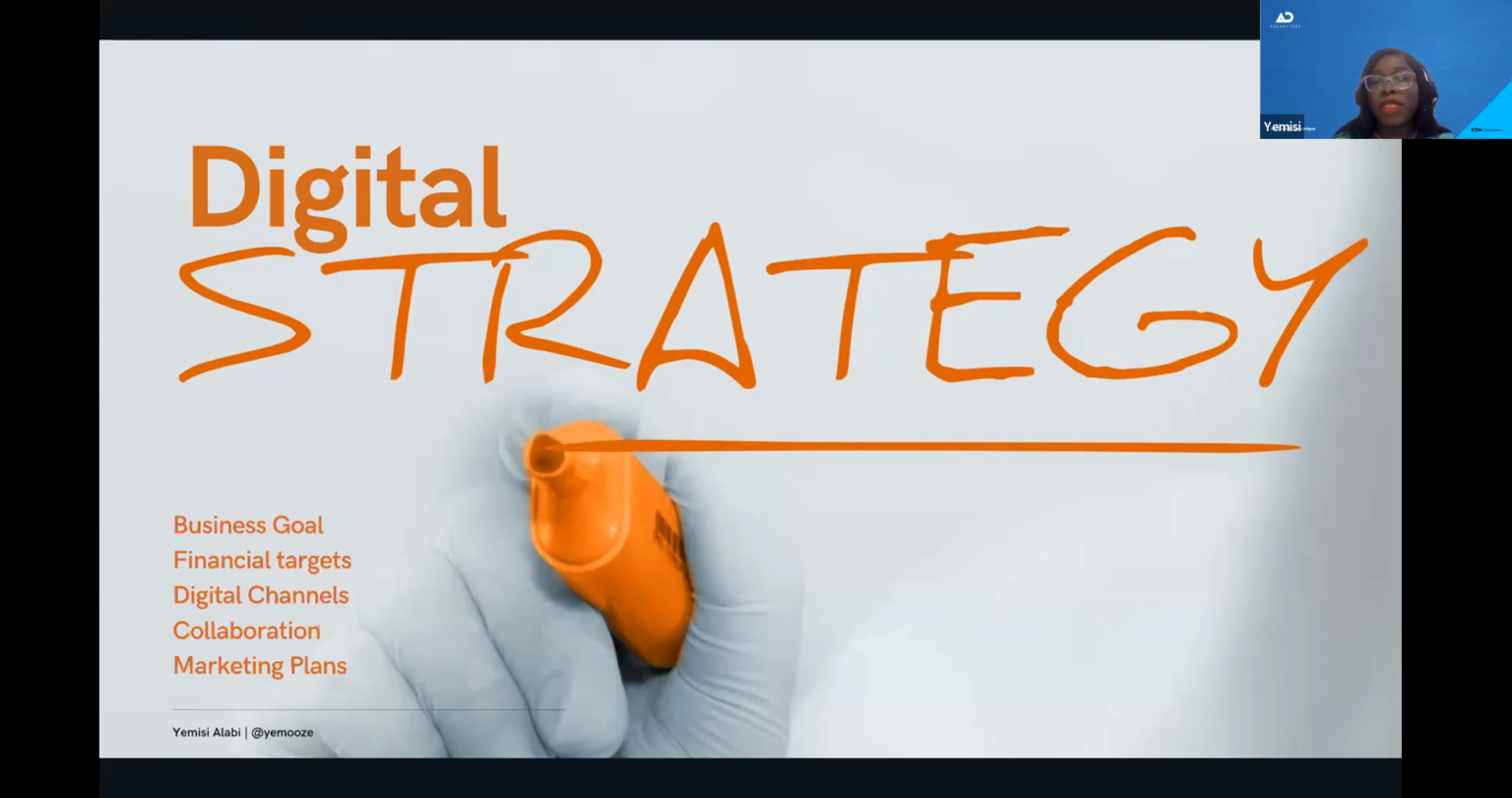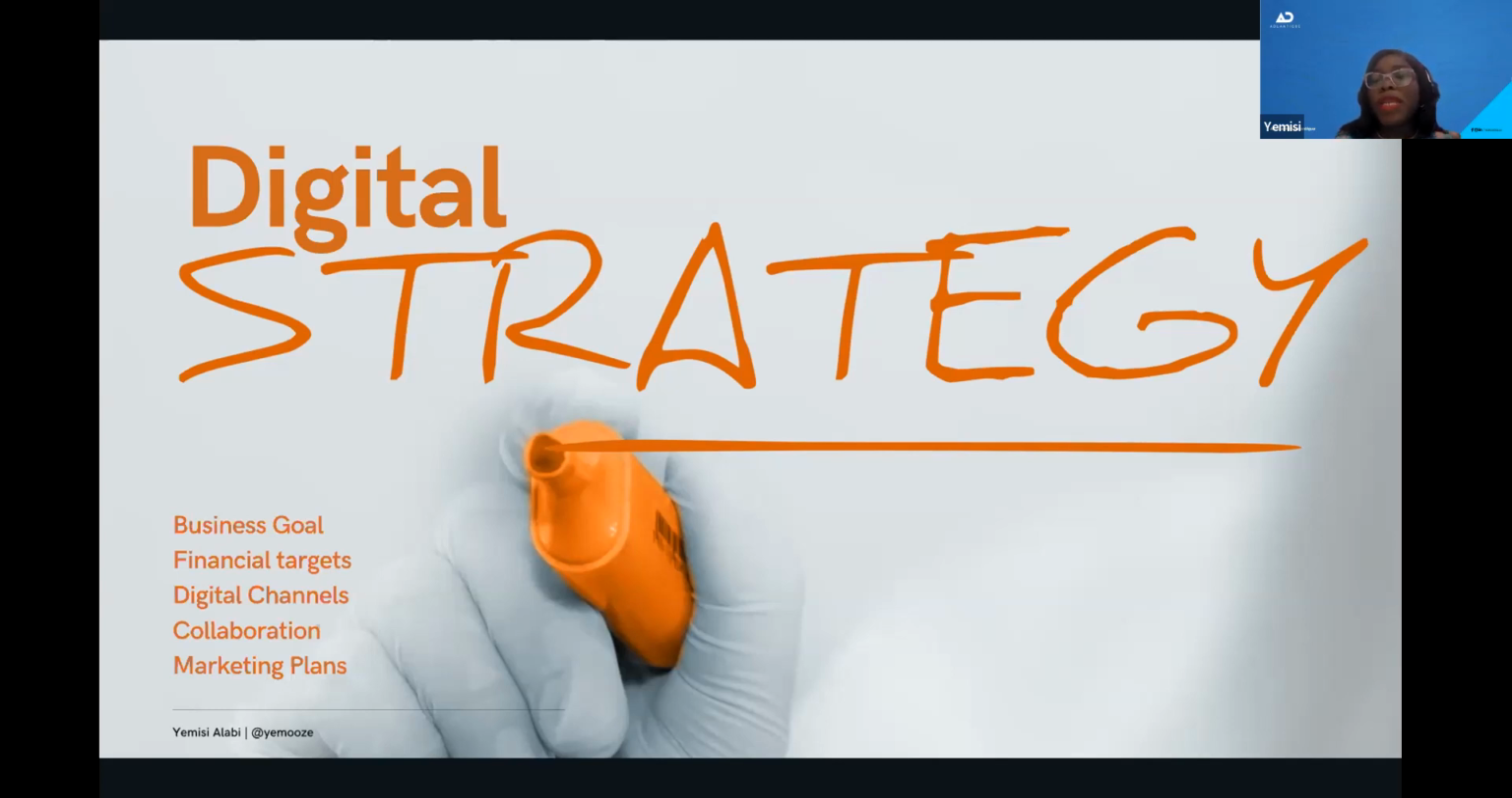So it's very important that in developing your digital strategy or your roadmap, you take into account your business goal, your financial targets, and the channels you want to leverage to achieve these goals, because the truth is not all channels are relevant to your target audience. And as we continue in the discussion, we will see further details on that.